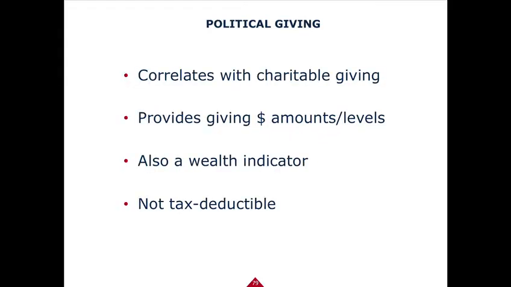So unlike charitable giving, which can be kind of hit or miss in whether we're able to find it, there's a lot of information that we can find about political contributions. And luckily, these political contributions also correlate highly with charitable giving. So one statistic I saw is that a donor who's given $2,500 or more in political contributions is 14 times more likely to make a philanthropic donation than the average person. So that's a very strong correlation.